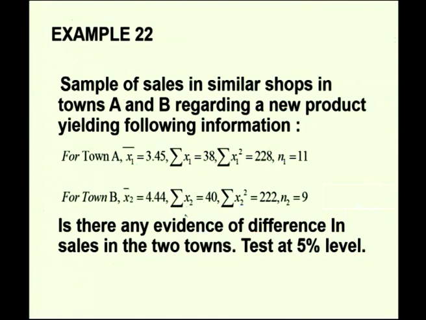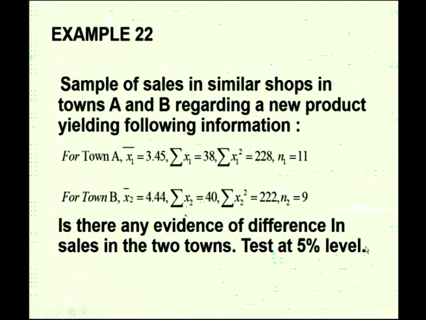Sample of sales in similar shops in towns A and B regarding a new product yielding the following information. For town A, x1 bar is equal to 3.45, summation x1, where i ranges from 1 to n, is equal to 38, and summation x1 square is equal to 228, n1 is equal to 11. And for the same shop in town B, x2 bar is equal to 4.44, summation x2 is 40, summation x2 square is equal to 222, n2 is equal to 9. Is there any evidence of difference in the sales in two towns?